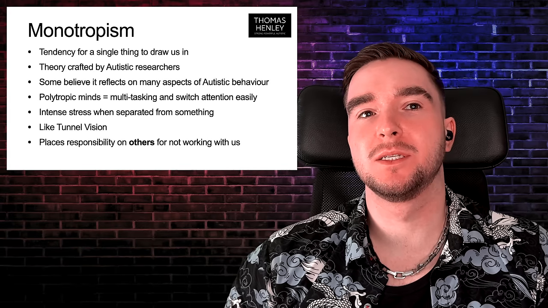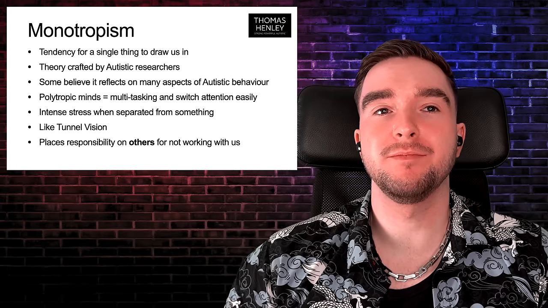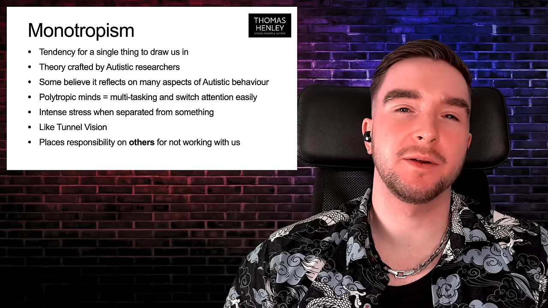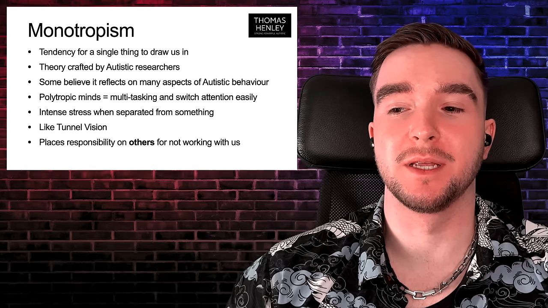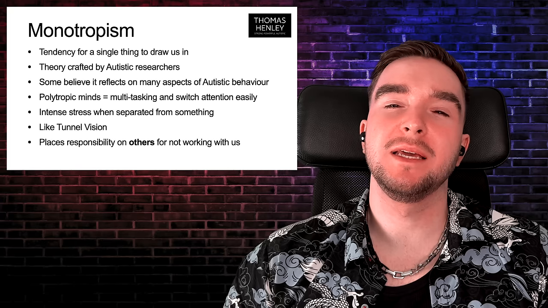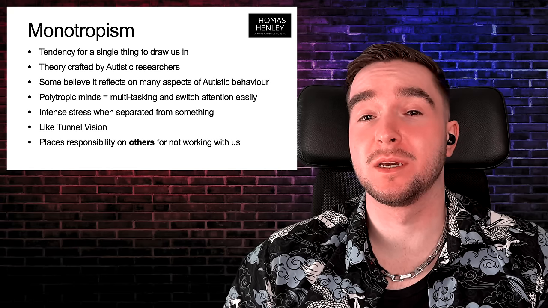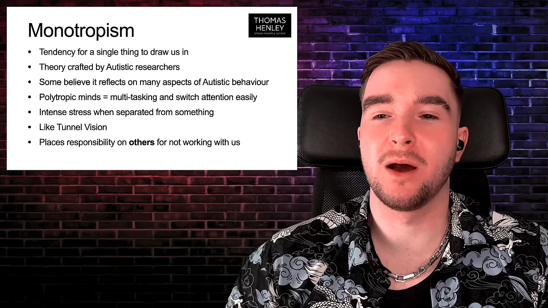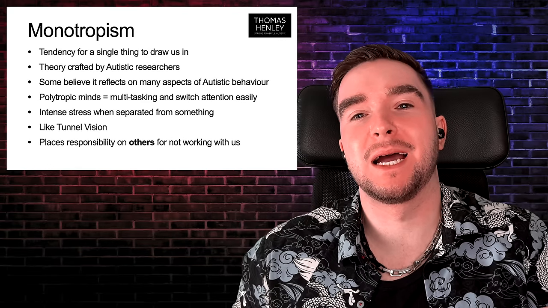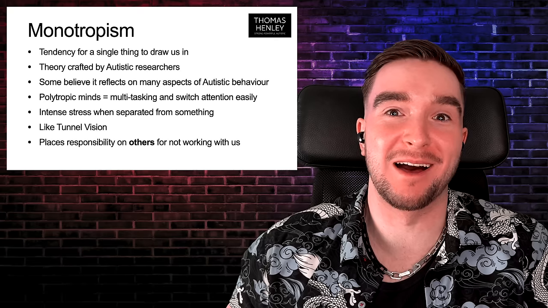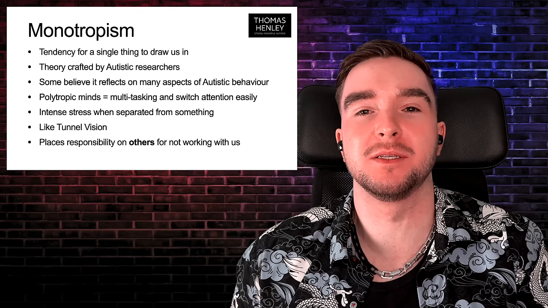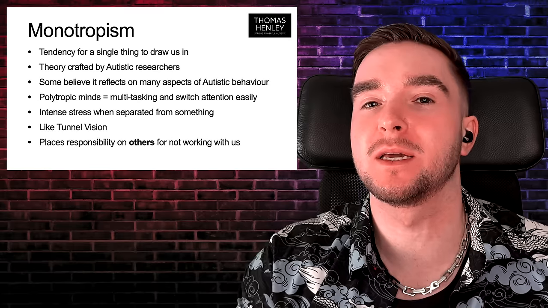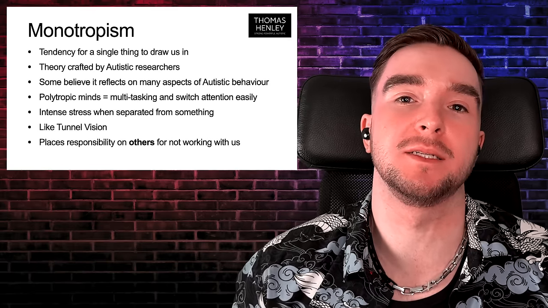Another really key aspect to autism, which isn't talked about enough, is monotropism, the tendency for a single thing to draw our attention in entirely. This is a theory that was crafted by autistic researchers, like actual autistic people doing research. Some believe that it does reflect on a lot of the behaviors that we as autistic people have. I watched a recent video from I'm Autistic Now What, which went into this idea of monotropism and how it could contribute to and cause some of the behaviors that we may have as autistic people. I did agree with quite a few of those and agreed that it'd definitely be a factor involved in it. I don't think it's wholly representative of the reason why we're autistic, but it's a very good component to help people understand what it is like for us.